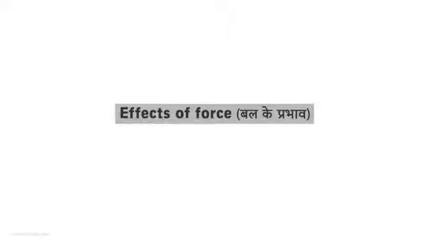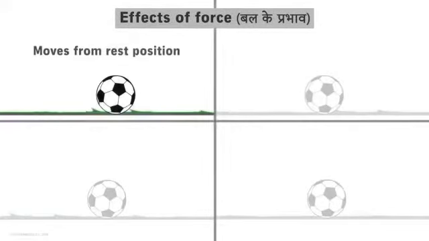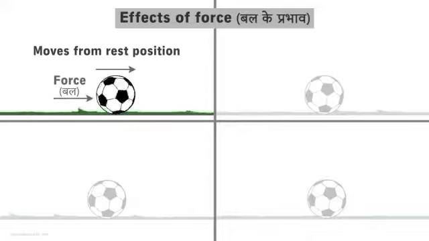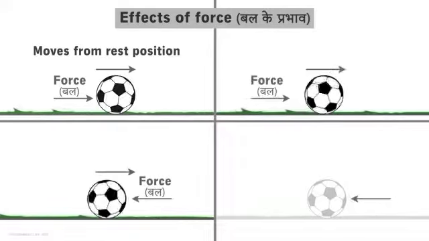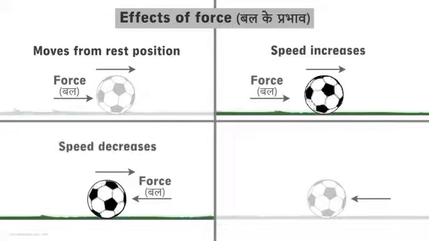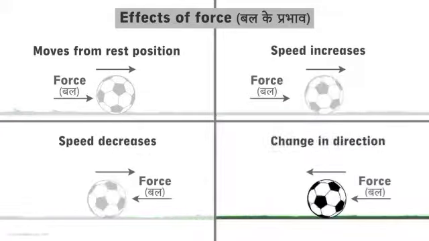We have learned the effects of forces. A force can move the object from its rest position. If the object is already in motion, then its speed can be increased or decreased by the application of force. And a force can change the direction of motion of the ball. Apart from these, a force can do another thing. Let's see what it is.